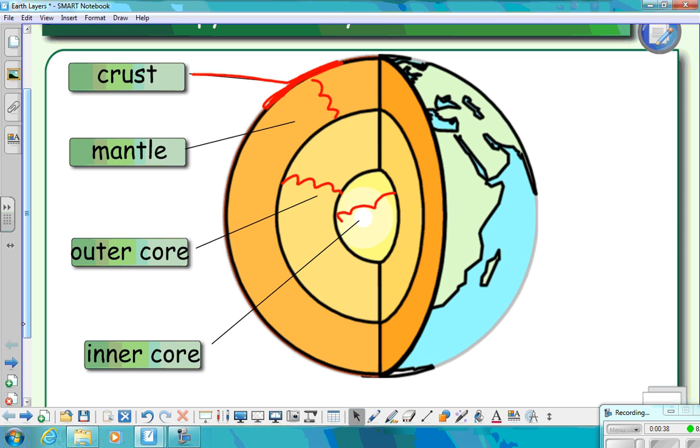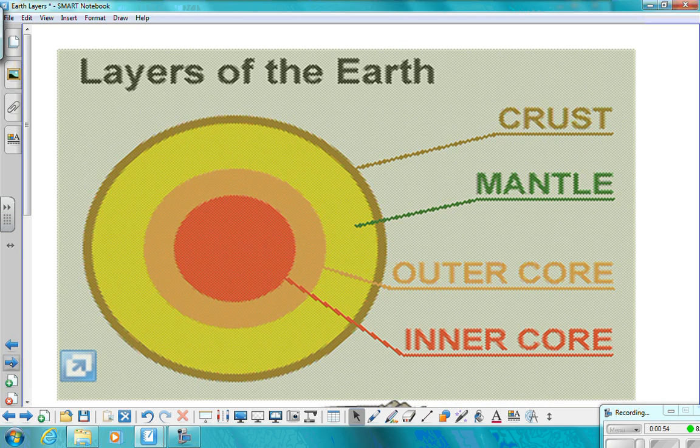So crust, mantle, outer core, inner core. We will learn a little bit more in detail some of the other layers within these layers, but those are the four major layers. If I were to ask you the three main, it would be crust, mantle, core. So again, another picture, layers of the Earth: crust, mantle, outer core, inner core. I'll have you draw this into your notebooks so you know the difference between the layers.